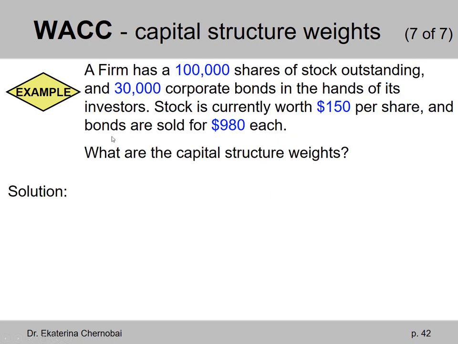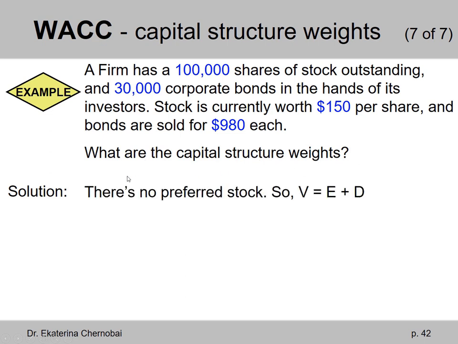Let's look at another example in which you're asked to calculate the capital structure weights. A firm has 100,000 shares of stock outstanding and 300,000 corporate bonds in the hands of its investors. Stock is currently worth $150 per share, and bonds are sold for $980 each. What are the capital structure weights?